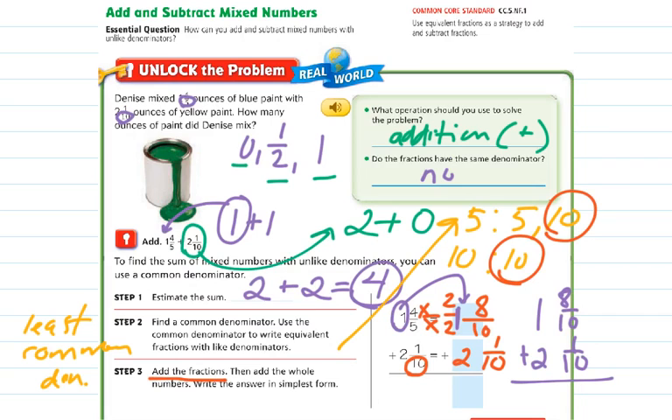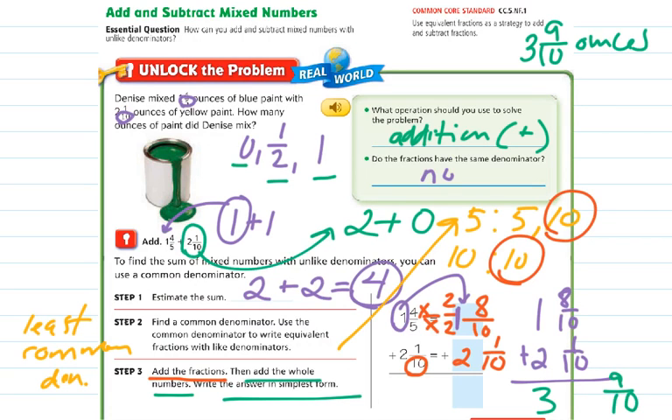So now we can go on to step 3, which says add the fractions first. So 8/10 plus 1/10 would be, boys and girls, 9/10. And then it says add the whole numbers separately. So 1 plus 2 is 3. So now we have to write the answer in simplest form. 3 9/10 ounces is in simplest form. So what we could say is Denise mixed 3 9/10 ounces of paint.